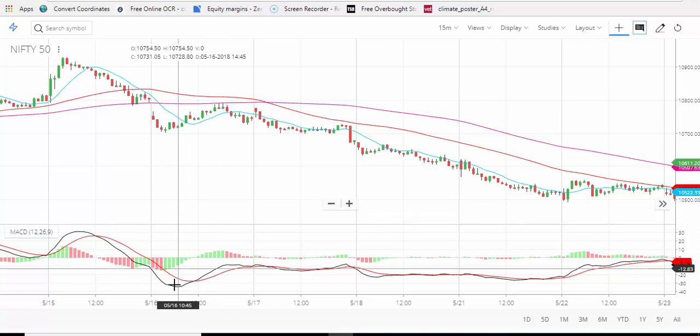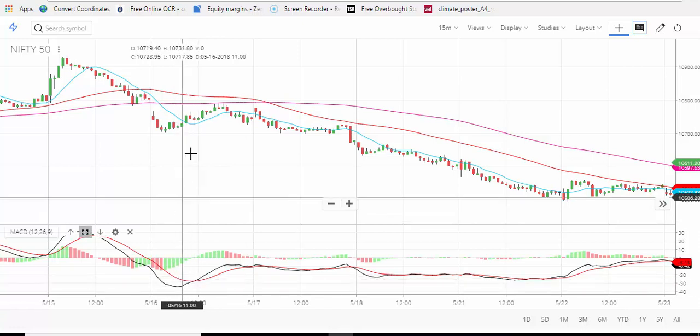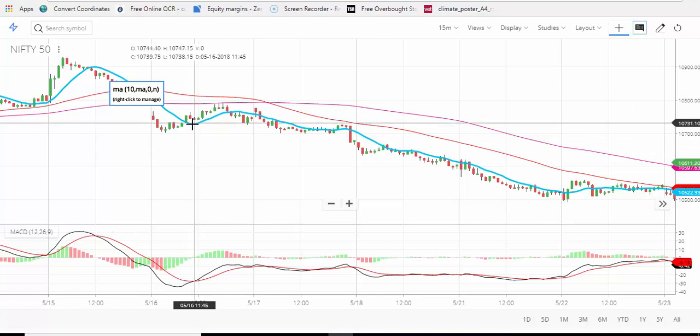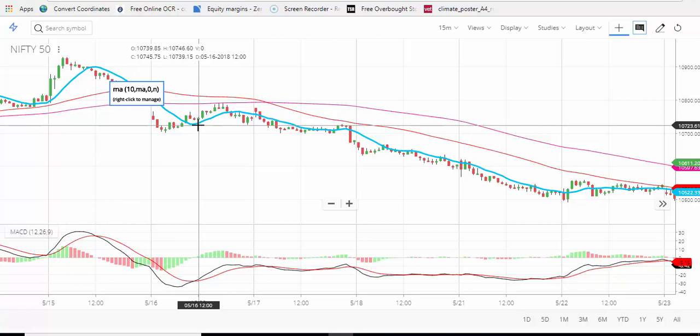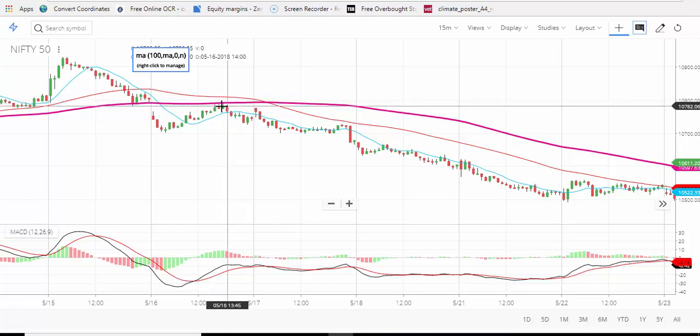Again see over here, the price has crossed here. Yes, the MACD crossover is there, and my price is also not so far from the 10 moving average, so we can prepare a buy position over here. But here is a 100 moving average, so it will act as a resistance for this.